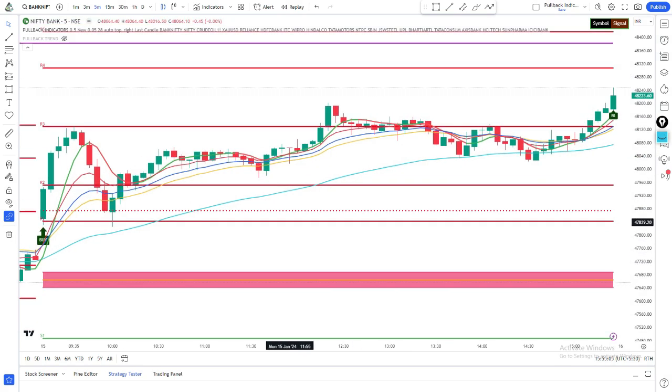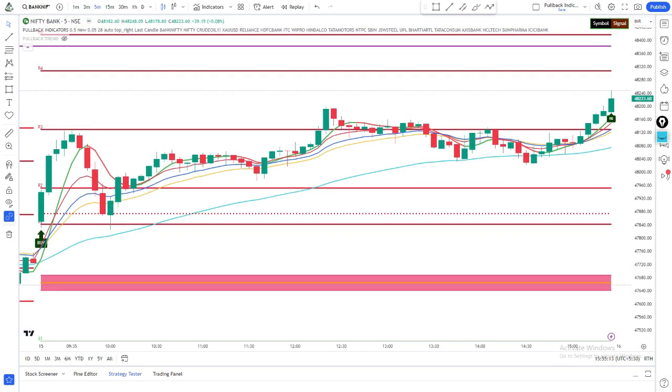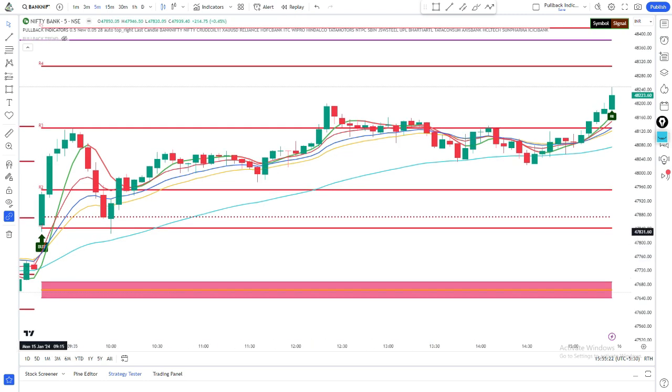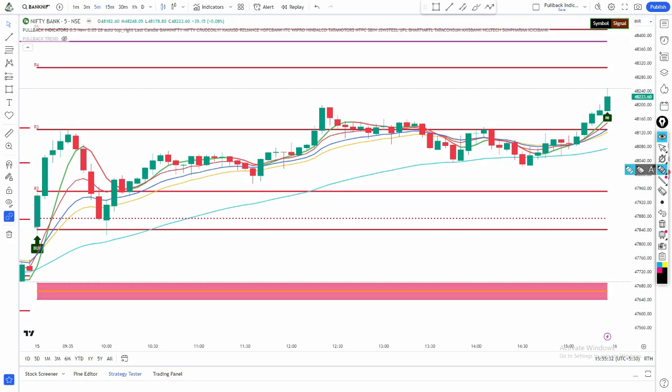Currently you are seeing Bank Nifty on 5-minute time frame. You can use Bank Nifty on different time frames: 5 minutes, 3 minutes and 1 minute. When we are trading Bank Nifty on 5-minute time frame, we will trade only on buy sell signals. The condition is when we get a buy signal, the signal has to be above all these 4 moving averages, then only we will consider this trade.